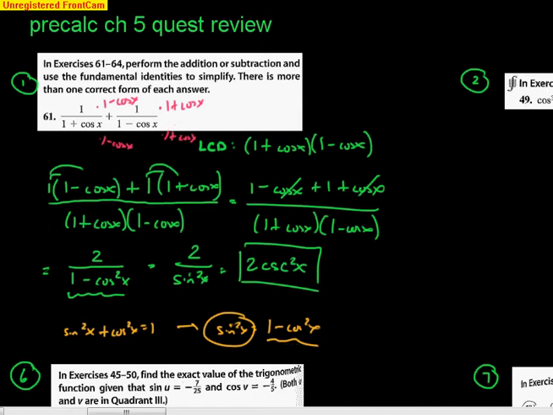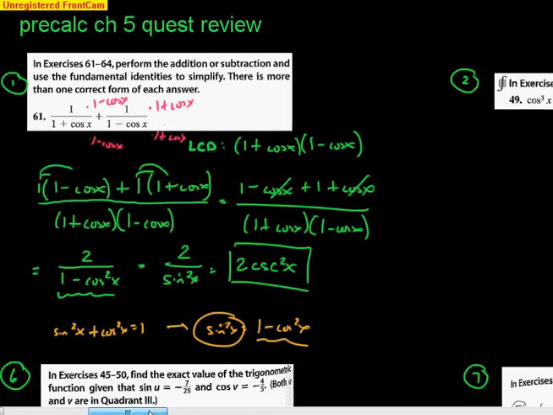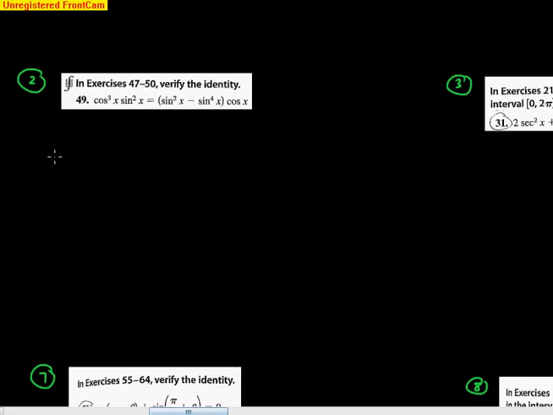So be careful when you're combining these fractions. They're toughies. Number 2, verify this identity. In this problem, it doesn't really matter which side I work with. I'm going to work with the right side. These two terms in the parentheses share a sine squared, so let's factor out a sine squared. When I pull out a sine squared, I get 1 minus sine squared left inside. The cosine x just remains the same.